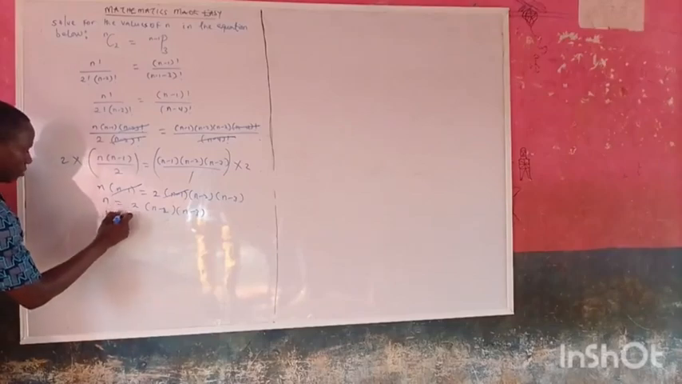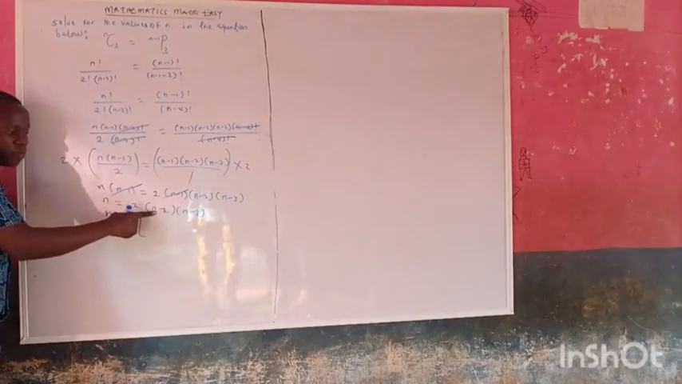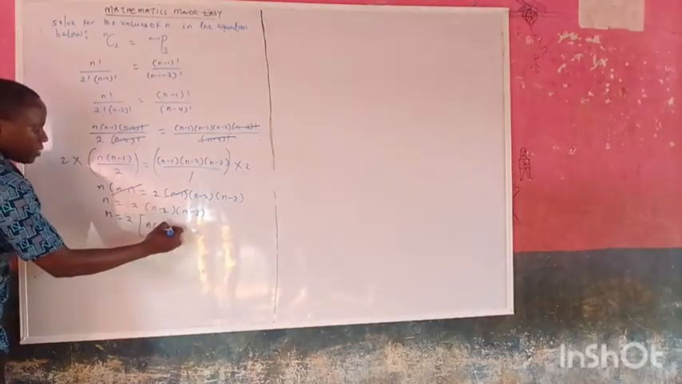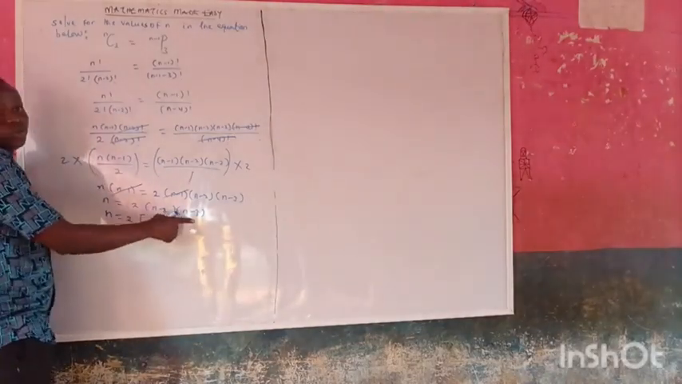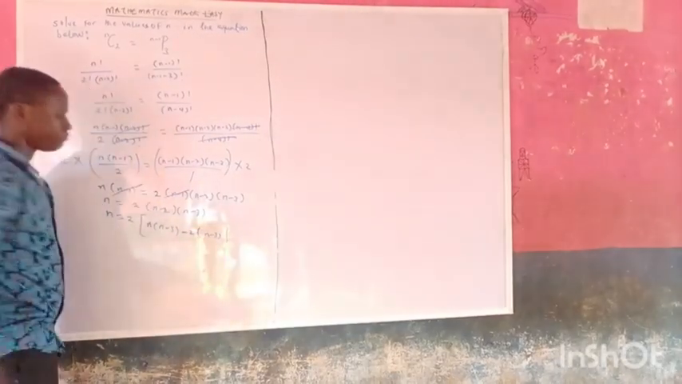So we have n is equal to 2, then into brackets. So we can start with n. Okay, so we have n, you use the n to open the bracket here, n minus 3, then use negative 2 to open the bracket. Negative 2 into n minus 3.